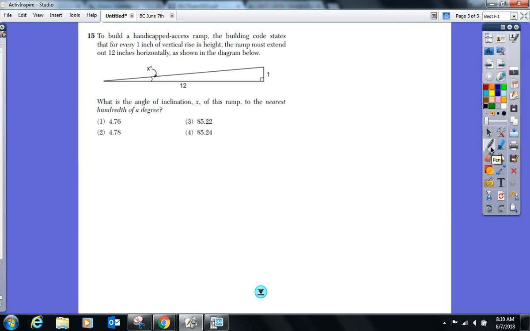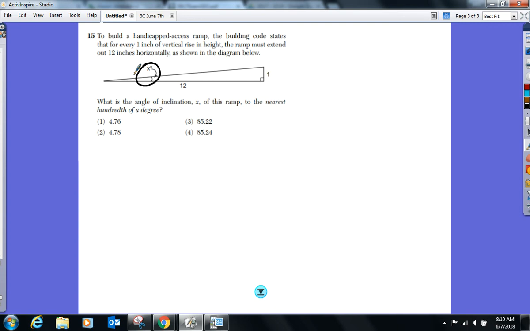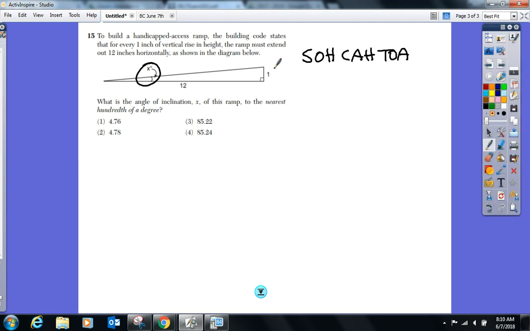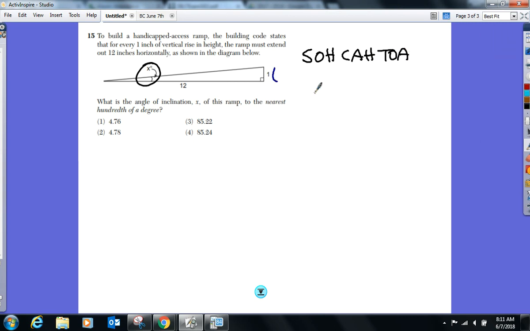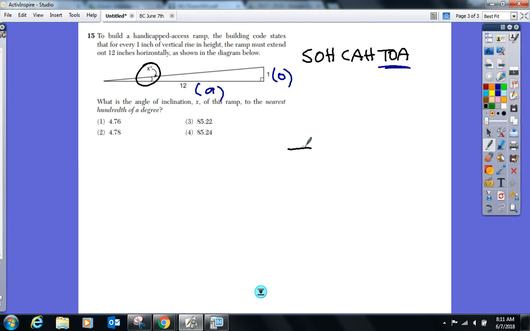Okay, find the angle of the ramp right there. All right, I got a right triangle, so now I'm thinking sine, cosine, tangent. Could you use law of sines too? Yes, you could. I think it's easier to use a little SOHCAHTOA here, since it is a right triangle. So now somebody, here we go, figure out what the 1 is acting as. Opposite, hypotenuse, or adjacent to the angle X I'm finding? That's opposite, and how about your 12 here? Adjacent. What am I going to use? Tangent.